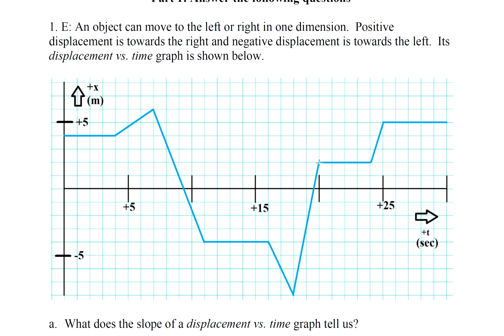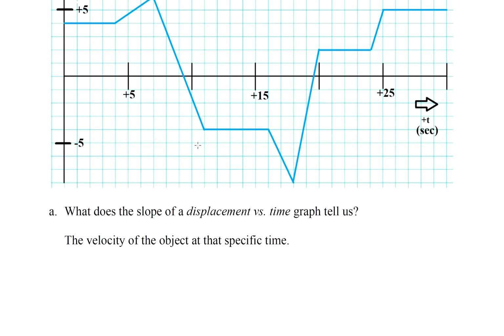It continues to go to the right. And at 20 seconds, it's at x equals positive 2. Then it's at rest. It's at x equals positive 2 for 4 seconds. Then it goes to the right 3 meters, and it's at x equals 5. Then it's at rest at x equals 5 for the last 5 seconds.